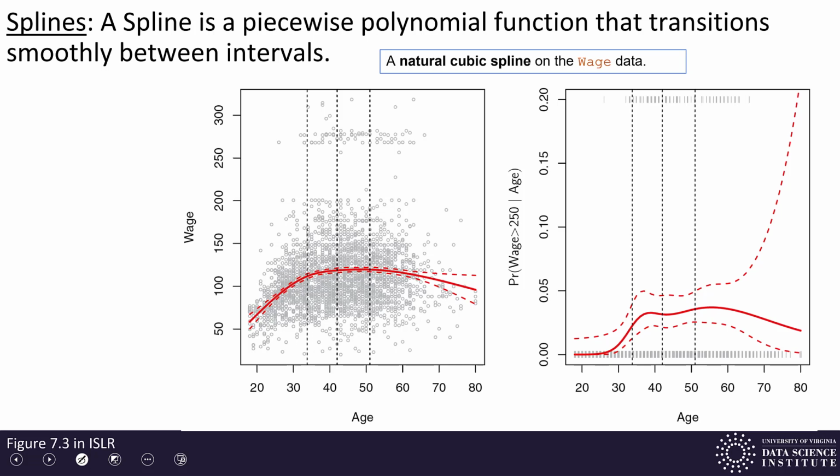And so here's an example of a natural cubic spline on the wage data. So we've seen this data a couple of different times with our polynomial regression. And so what we have here looks like a very nice regression on the wage data. It's very flexible, but it's not doing anything that's too extreme out at the ends. It's not wiggling too much across the middle. On the left side is a regression. On the right-hand side is a logistic regression on the probability that the wage is greater than 250 based on the age.